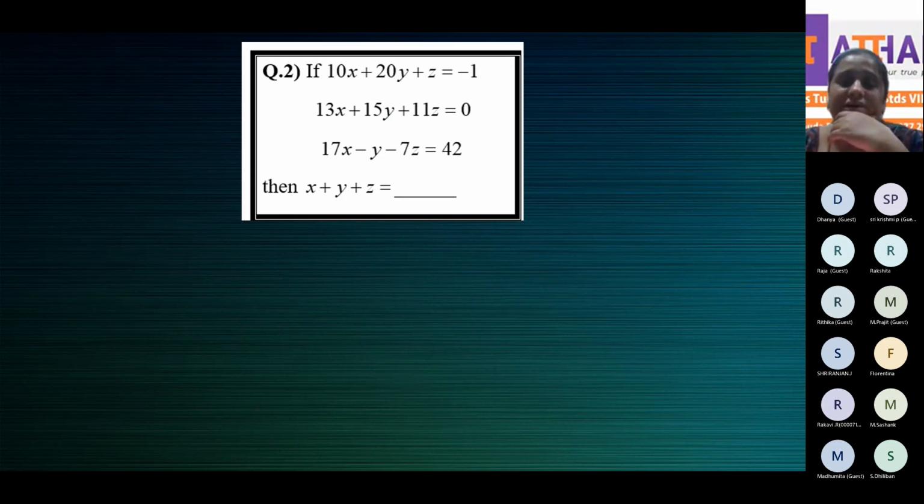Prajit, how are you working it? Share your idea. I wrote z in terms of x and y for the first equation, and I'm substituting it in the other equations. Very good, very good. Nice idea. Yes.